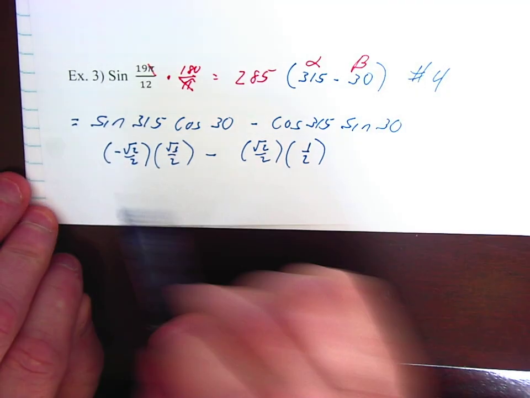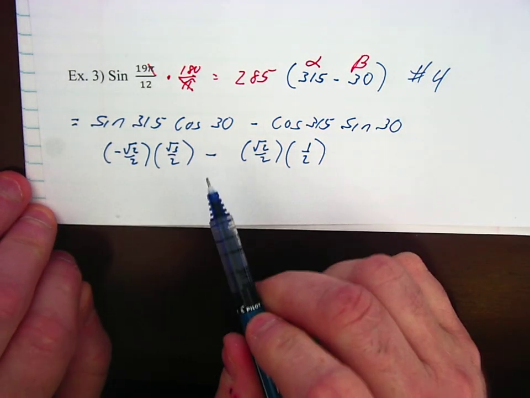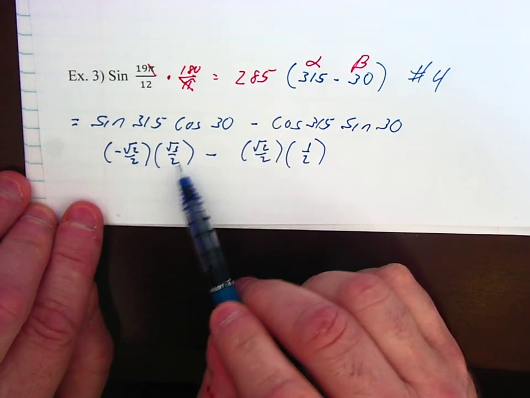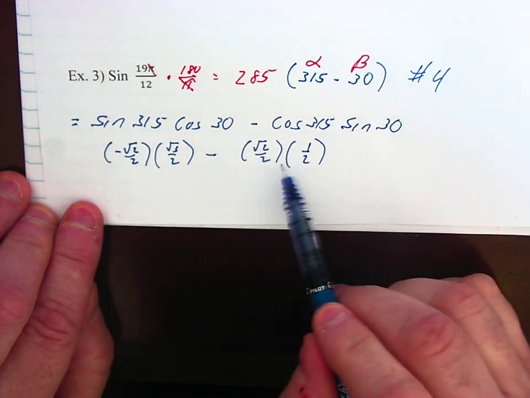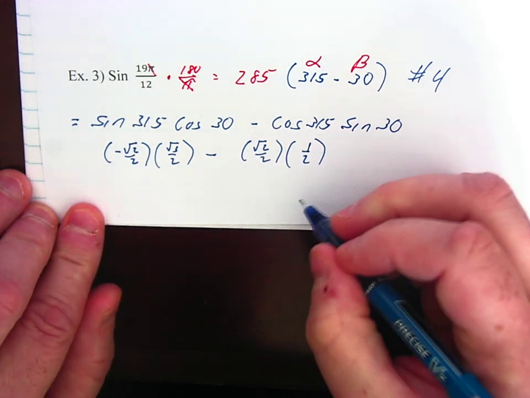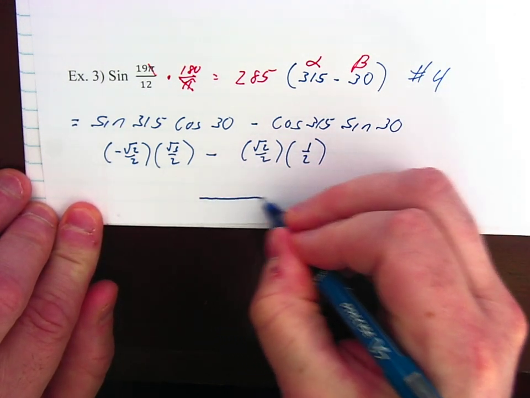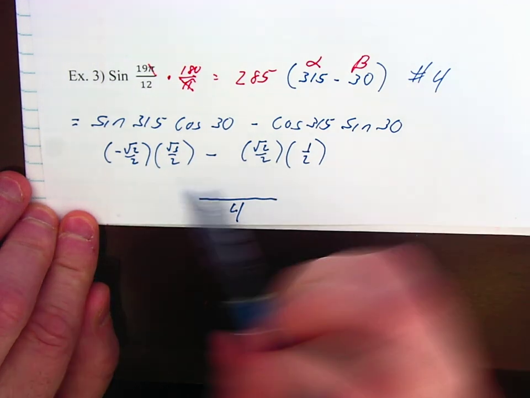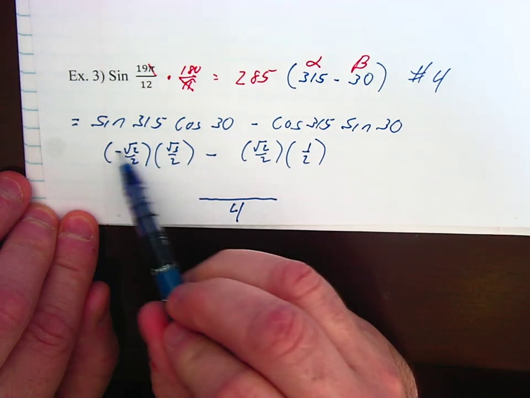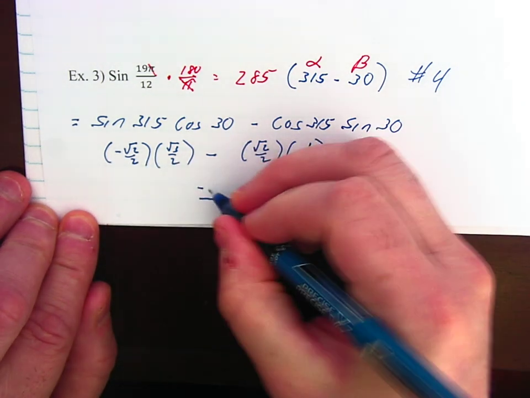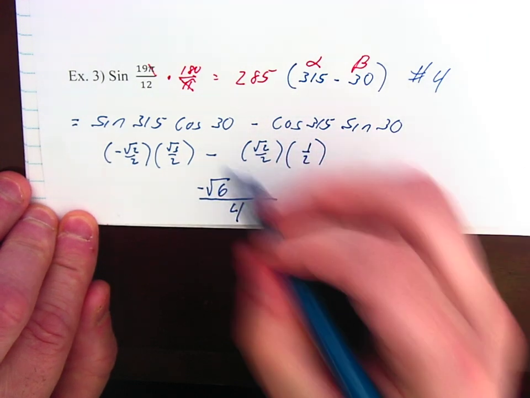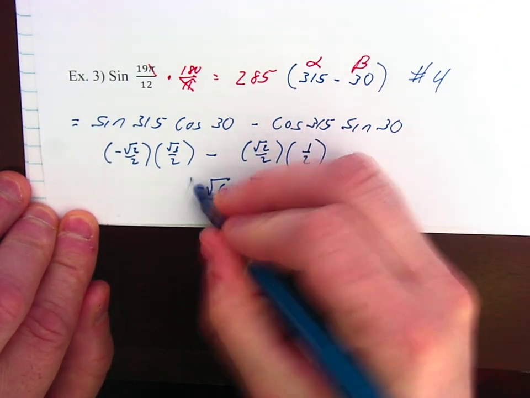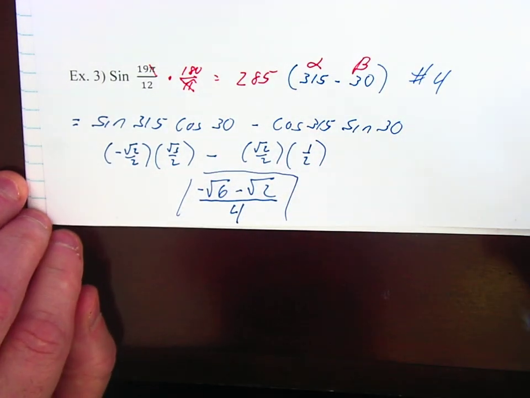Now, at this point, I am okay with you guys just going to the answer. Because if you look, when you multiply these, it's going to be over 4. When you multiply these, it's going to be over 4. So you can just jump right to the answer and put over 4. So it's kind of saving you a step here. And now when you multiply the tops, that'll give you negative square root of 6 minus, and this will give you square root of 2. And that's your final answer.